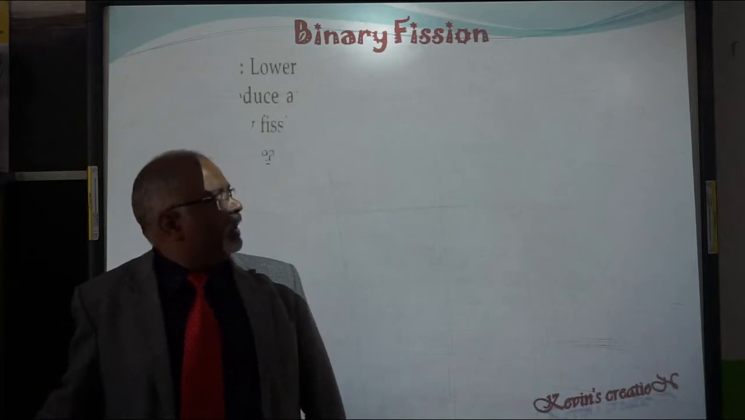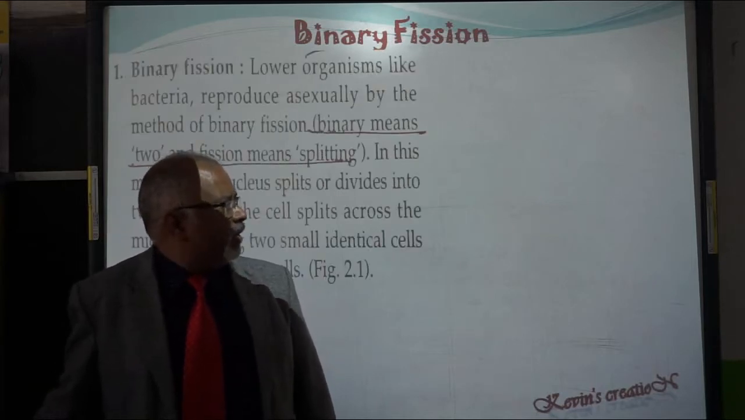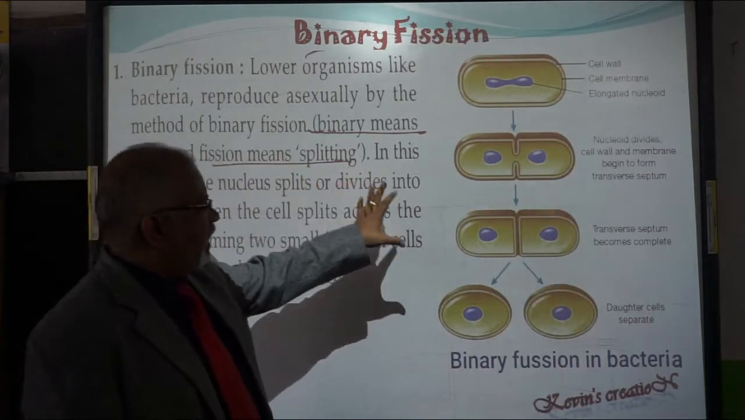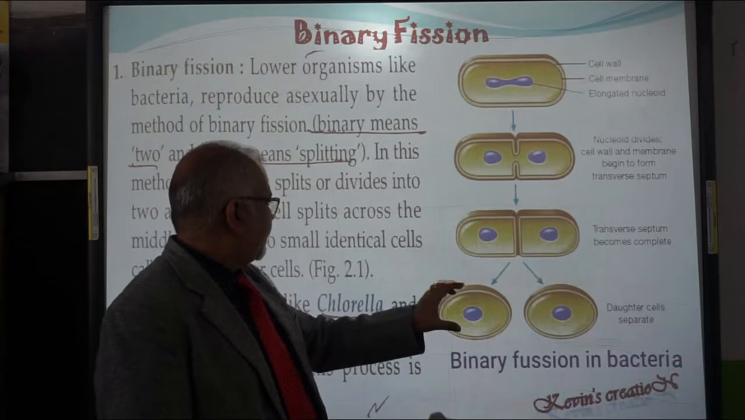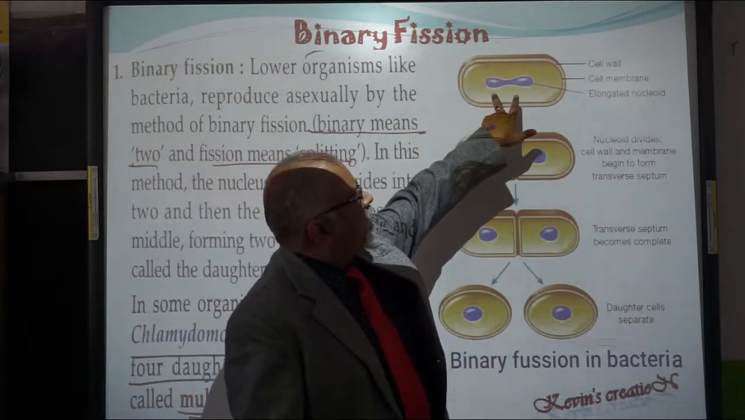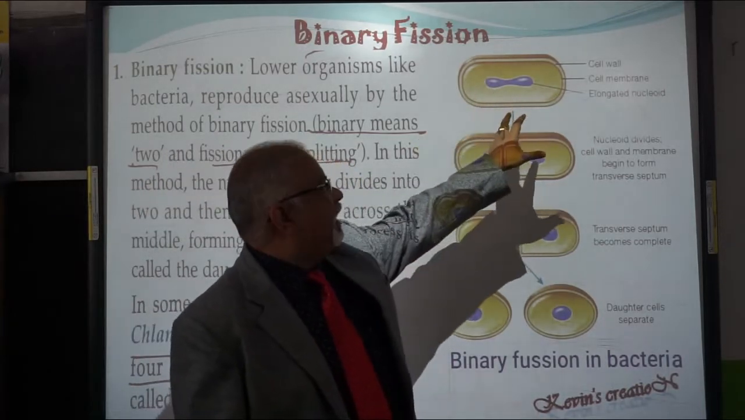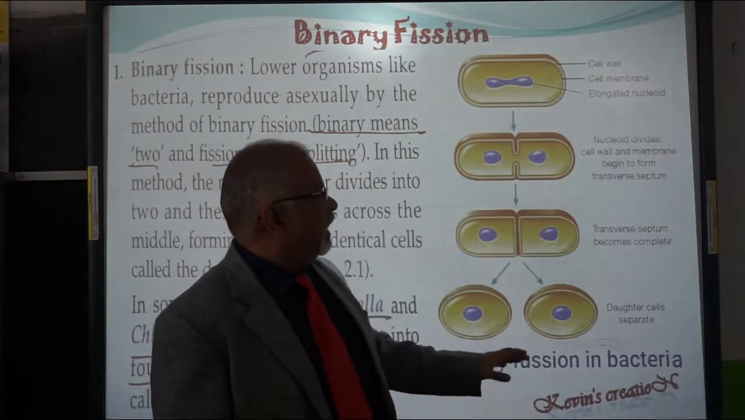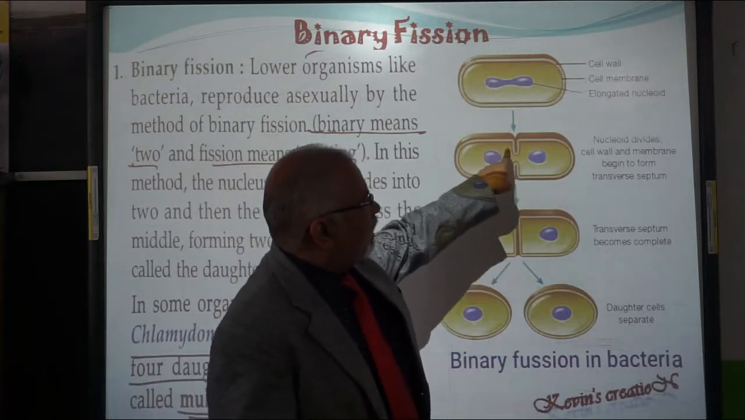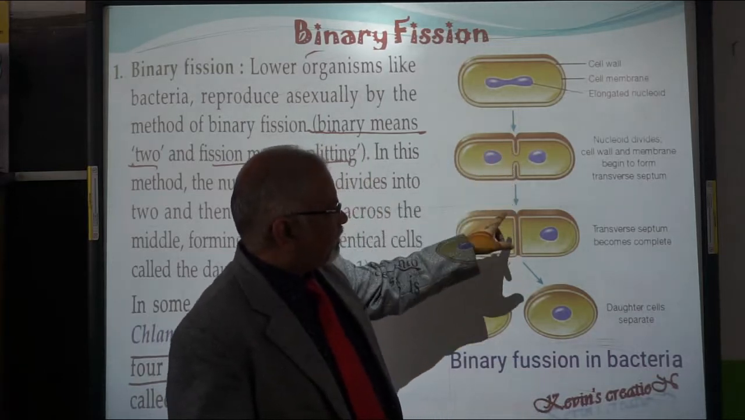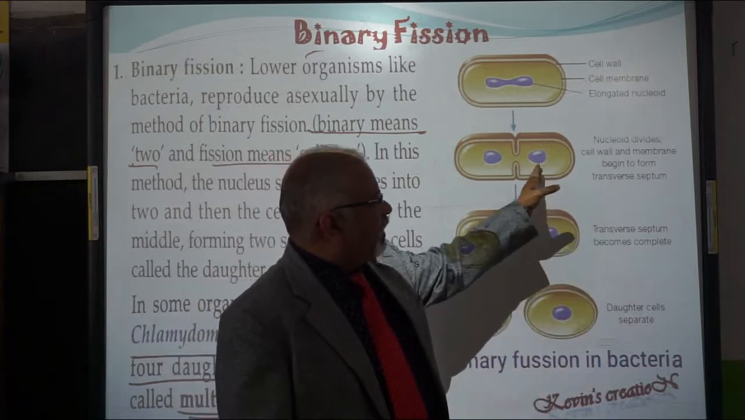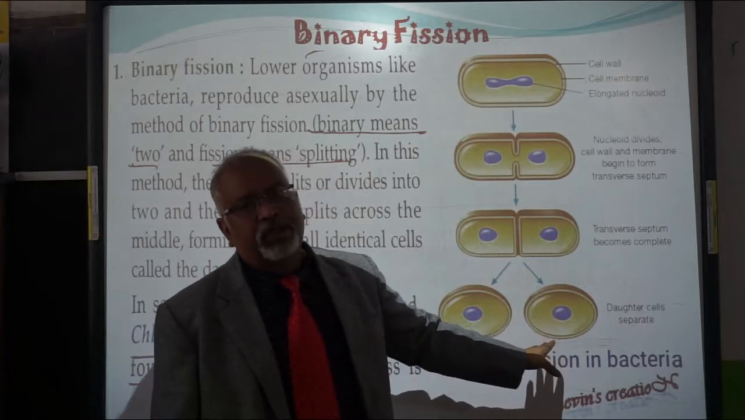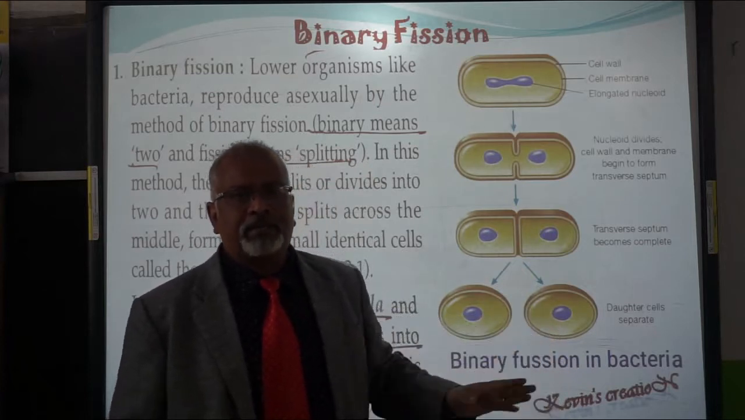Binary fission, we did it in the previous class. Once again, we will just go through it. Now here you can see a bacterial cell. Here you can see the nucleus. It is enlarged and then it divides into two daughter nuclei. Here you can see the wall being formed, and this is called the transverse septum. So it is completed here, and ultimately you get two daughter cells. So that is binary fission.